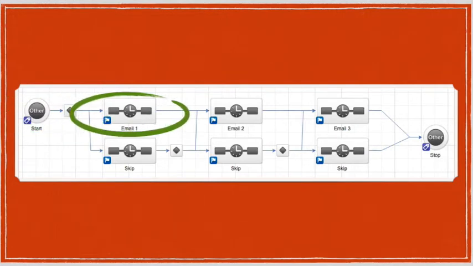Now, inside that sequence, two things are going to happen. We're going to send them the email for email 1, and we're also going to give them the tag that tells us that they have received email 1. I usually label those tags sent email 1 or something like that.